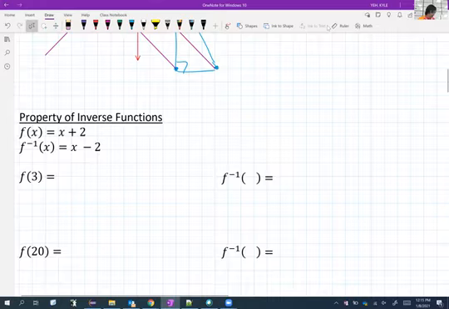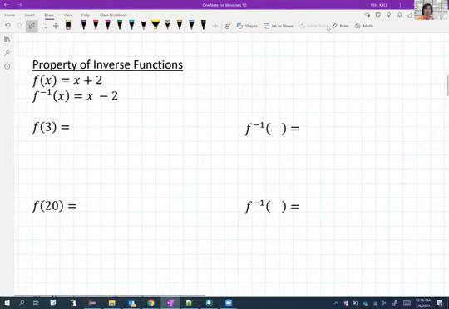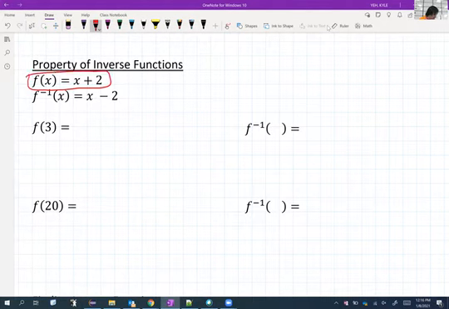So one property of inverse functions that you might have picked up on, because it's implied by what we looked at above. Let's say that we have f(x) equals x plus 2. That's our original function. I'm going to tell you right now, in a few minutes we'll learn how to find this inverse function, but I'm going to tell you that f inverse of x equals x minus 2.